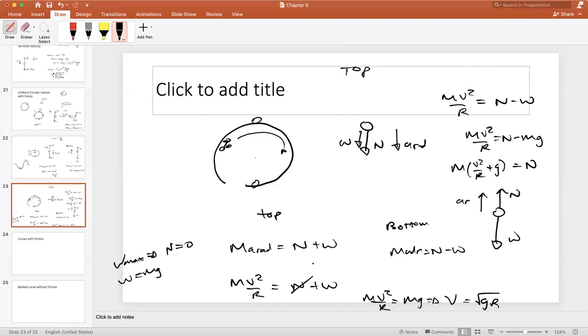At the top, it's mv squared over r minus g is equal to the normal force. And so if for some reason the normal force became negative, he would fall off. Okay, and so when this is 0, you can see that this goes away and v is the square root of g r, when it's at a maximum.